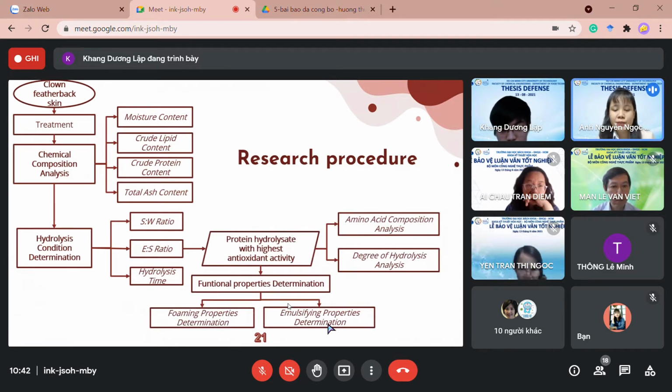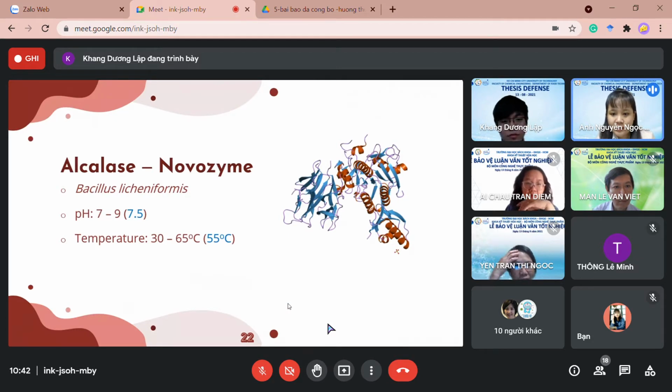The hydrolysate was then analyzed for amino acid composition, pH value, and two functional properties as foaming and emulsifying. The selected enzyme for hydrolysis was alcalase from Bacillus licheniformis. Optimum condition for using alcalase was pH 7.5 and 55 Celsius degree.